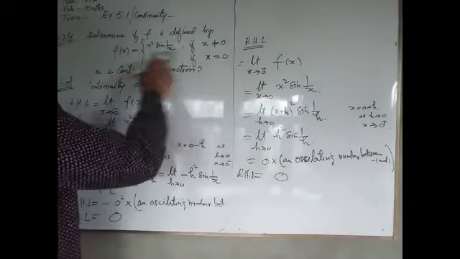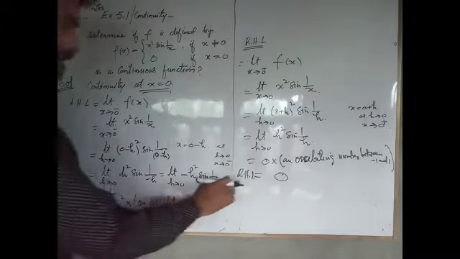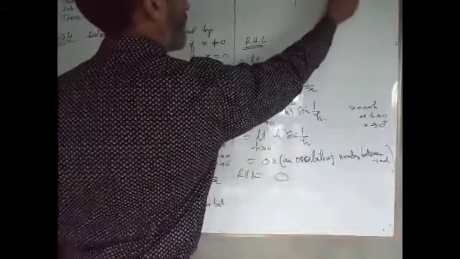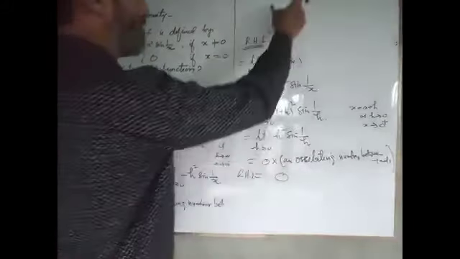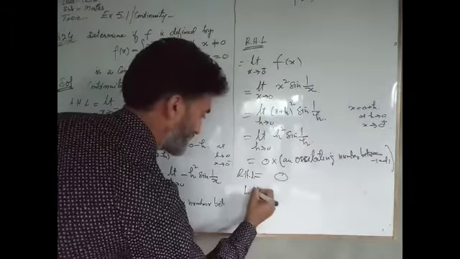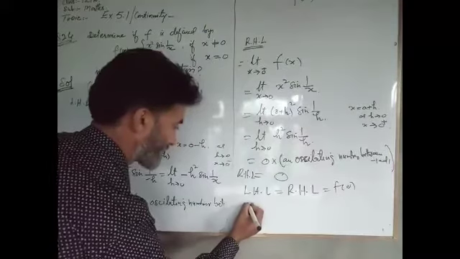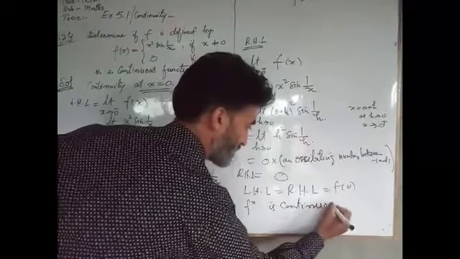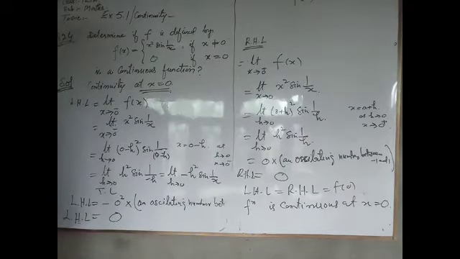So if we take x is equal to 0, f(0) will also be 0. So LHL, left hand limit is equal to 0, right hand limit is equal to 0, and f(0) is also equal to 0, value of function is also equal to 0. So all these are equal. So left hand limit is equal to right hand limit is equal to f(0). So f is continuous, the function is continuous at x is equal to 0.